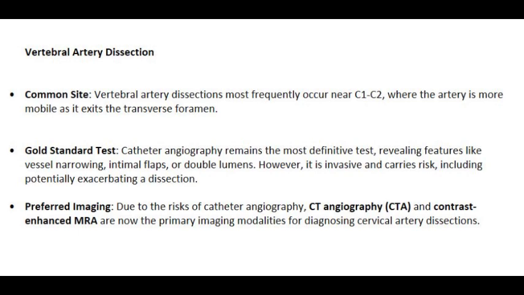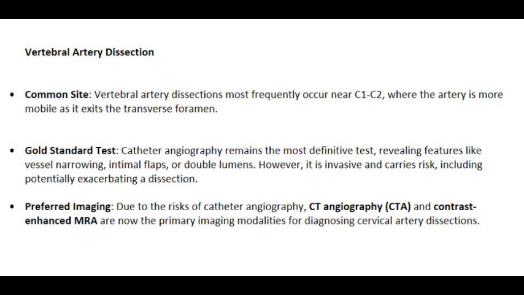Now, the gold standard test is actually a catheter angiogram. This will help us to evaluate the cervical cerebral arteries, which will demonstrate the narrowing of the vessel. It will also demonstrate the extension of the dissection, if any. It will show us the intimal flap. It will show us whether there's a double lumen. But the problem with the catheter angiogram is the fact that it is a very invasive test and it has potential risks. One of the risks is that it can actually cause a dissection, and another risk is that it can worsen an existing dissection.